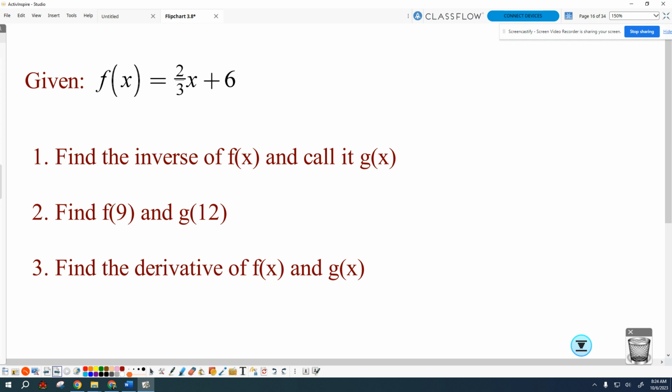How do we find the inverse of the linear function? How do I find the inverse? Reflected over y equals x, right? Yeah. So I trade x and y? Yeah, and then solve for y.